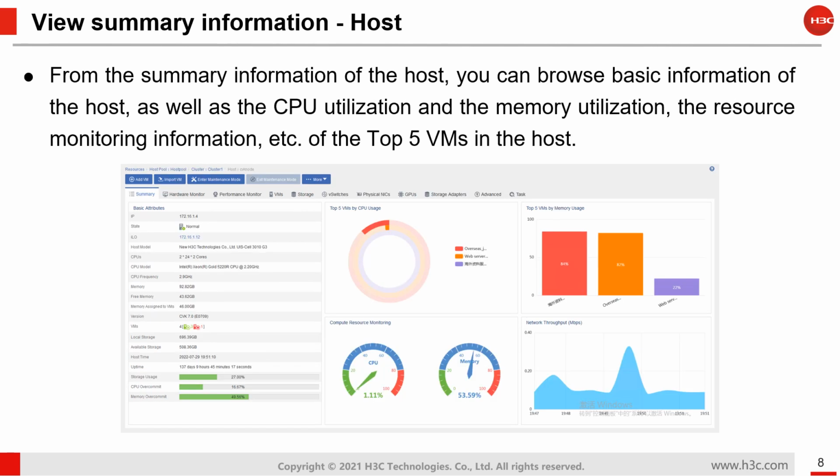Next, let's talk about the summary information of the host. From the summary information of the host, you can browse basic information of the host, as well as the CPU utilization and the memory utilization, and the resource monitoring information of the top 5 VMs in the host. In this picture, we can see the top 5 VMs by CPU usage and the computer resource monitoring and the network throughput in Mbps.